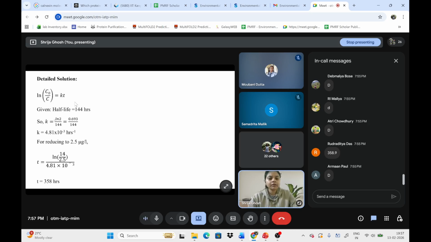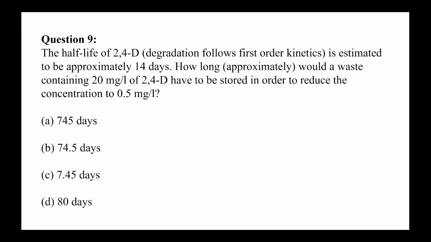Okay. If there's no doubt, then I'll move to the next question. Question number 9. Half-life of 2,4-D, where the degradation follows first order kinetics, is estimated to be 14 days. How long would a waste containing 20 mg per liter of 2,4-D have to be stored in order to reduce to 0.5 mg per liter?